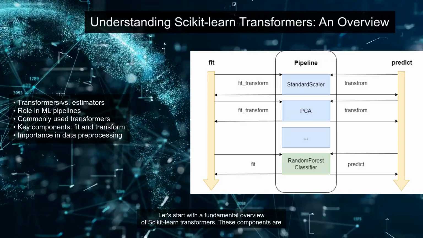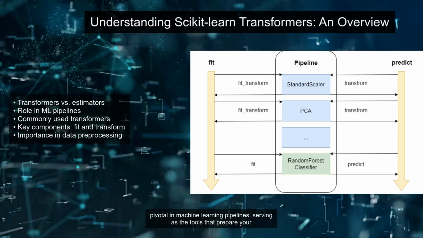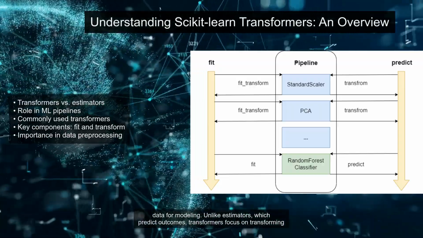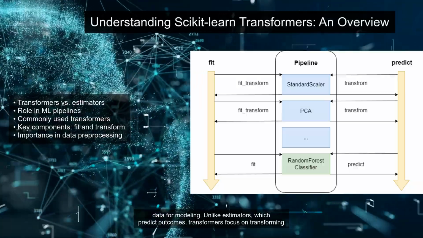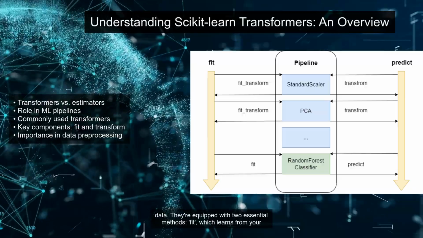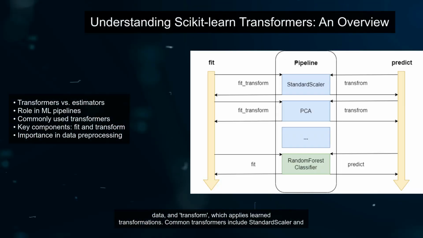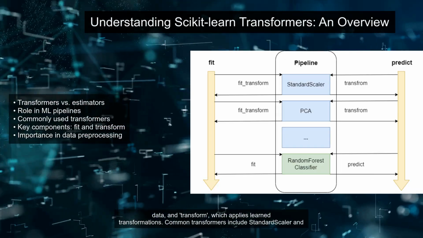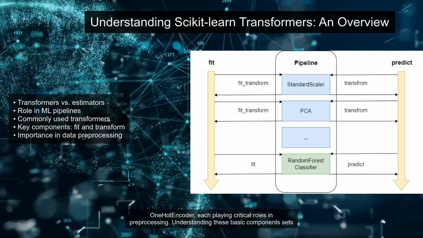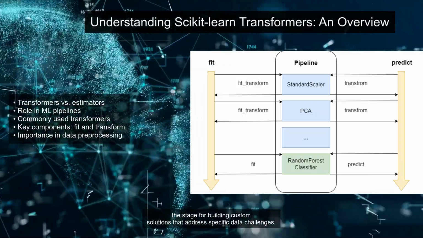Let's start with a fundamental overview of Scikit-learn transformers. These components are pivotal in machine learning pipelines, serving as the tools that prepare your data for modeling. Unlike estimators, which predict outcomes, transformers focus on transforming data. They're equipped with two essential methods: fit, which learns from your data, and transform, which applies learned transformations. Common transformers include StandardScaler and OneHotEncoder, each playing critical roles in preprocessing. Understanding these basic components sets the stage for building custom solutions that address specific data challenges.